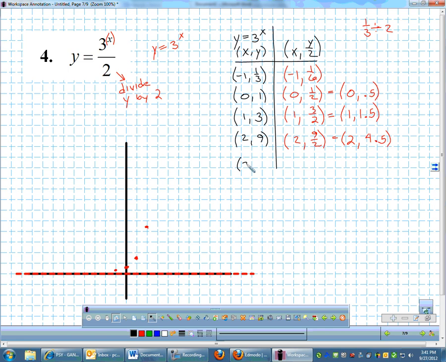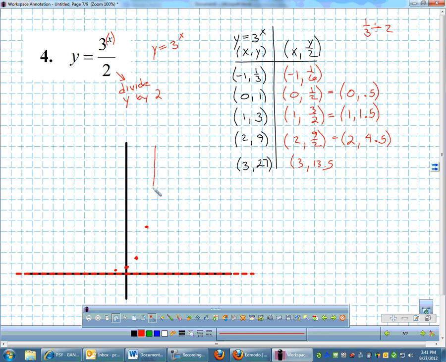I have room to do 3. What is 3 cubed? 27? 3 to the third power is 27? Never mind. I thought I was going to be able to fit that in. What is that going to be? 3, 27 divided by 2 is 13.5. Never mind, I'm not going to be able to fit that. That's pretty high up there.